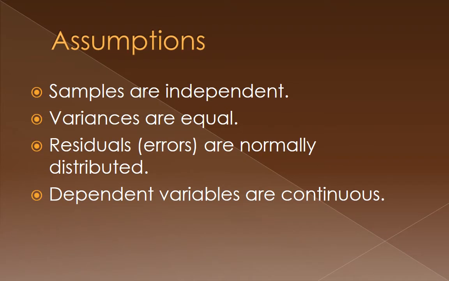Before we begin our test, however, we're going to have to take a look at some of the assumptions we need for an ANOVA. The first one is that samples are independent. It kind of goes without saying. Don't have matched pairs, don't have twins, readings from the same person. Everything has to be independent. Variances are equal between the groups, residuals are normally distributed, or errors are normally distributed, and dependent variables are continuous.